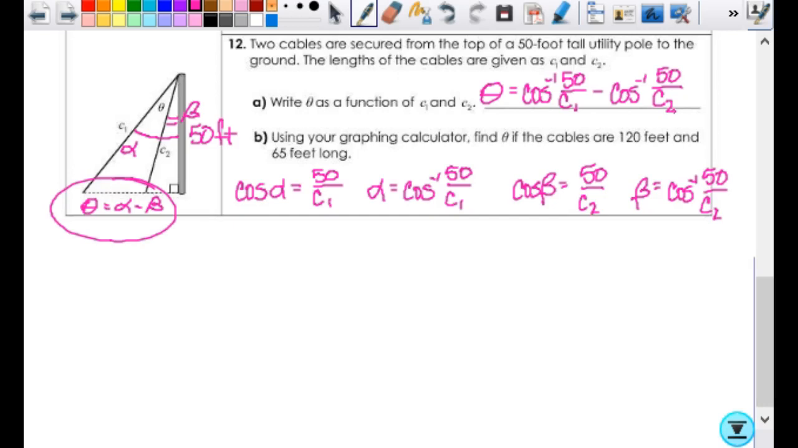Okay? Any questions? All right, so go ahead and glue or tape this in, and you have time to get started.